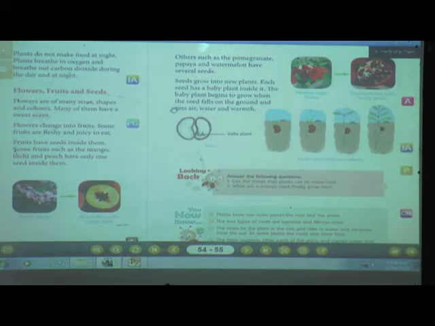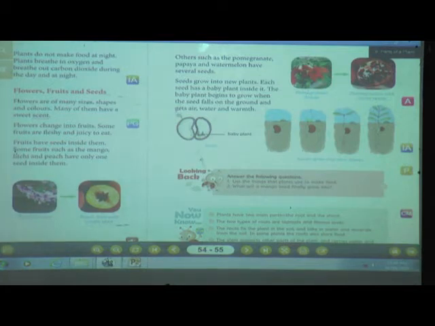Now, can you name some seeds that we eat? Which seeds do we eat, students? Wheat, rice, corn, beans, these are all seeds only. What do we do? We cook and we eat. Isn't it? Yes, very good.